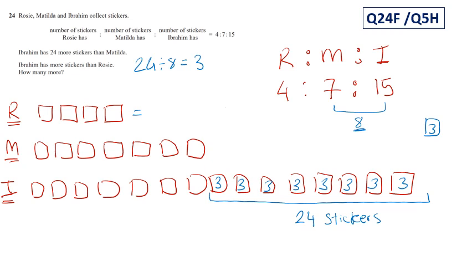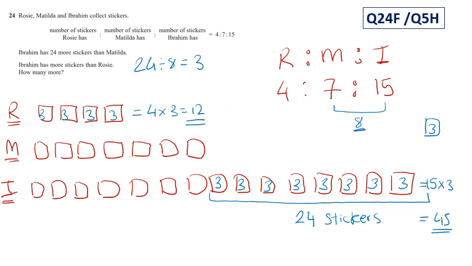So for Rosie, that would be 4 times 3, which is 12. So she has 12 stickers altogether because she has 3 stickers for each share. And for Ibrahim, that would be 15 times 3, because he's got 15 boxes, and in each box we've got 3 stickers, and that there is 45. So Ibrahim has 45 stickers in total, and Rosie has 12 stickers in total.